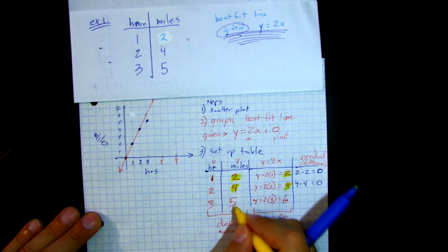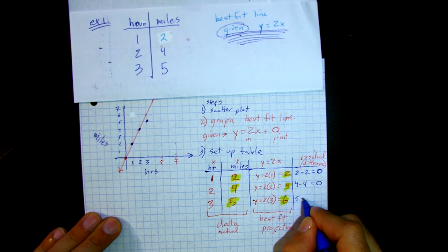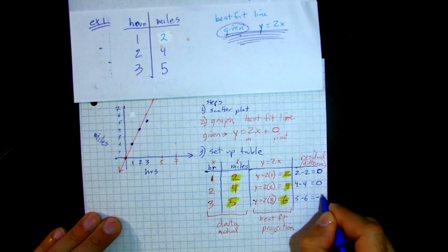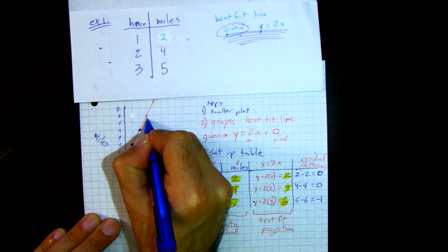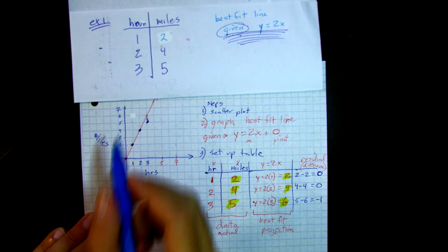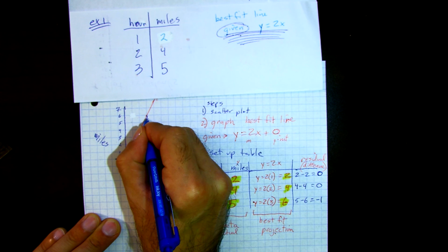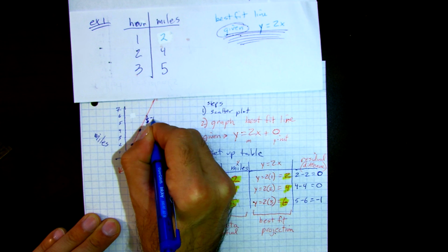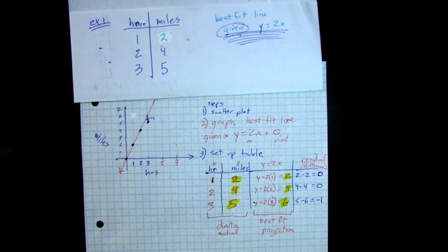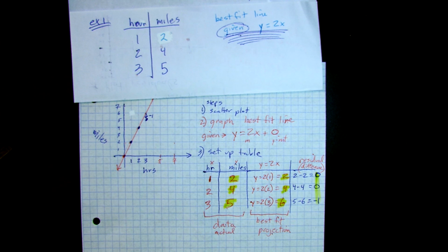Lastly, we're going to go in here, 5 and 6. 5 minus 6 is -1. It's going to be -1 though, because look, does that make sense? It's down 1. The best fit line said I should have gone 6 miles by hour 3, but I only went 5 miles. It's -1. It's below the line of best fit. That's important. These are now our residuals. Okay, that's our residuals. So now we have to plot that.